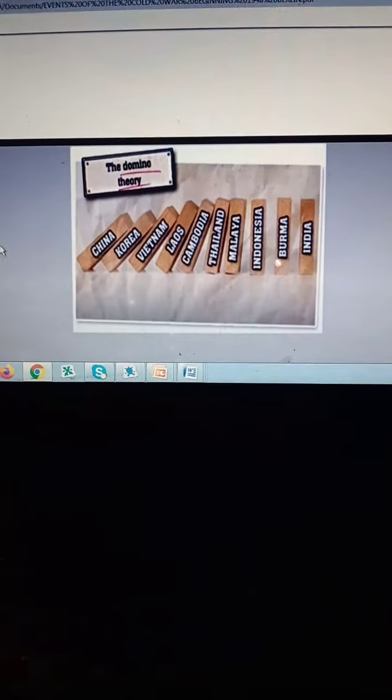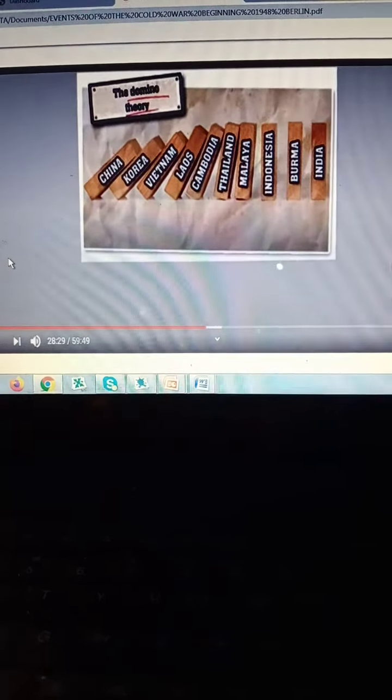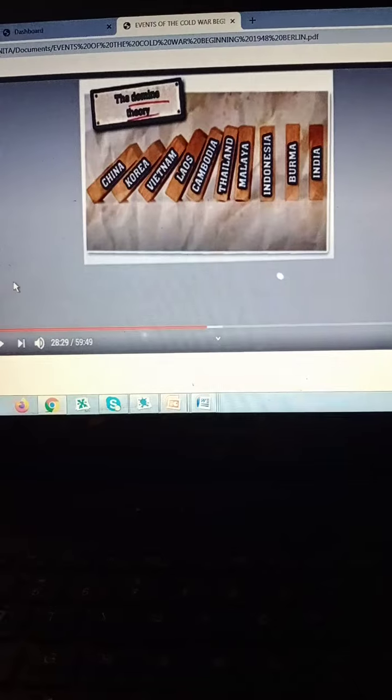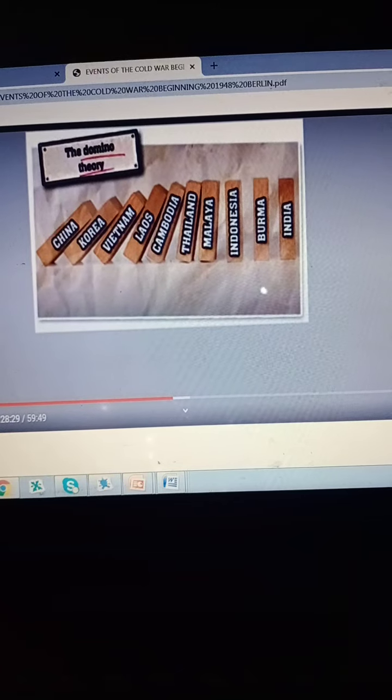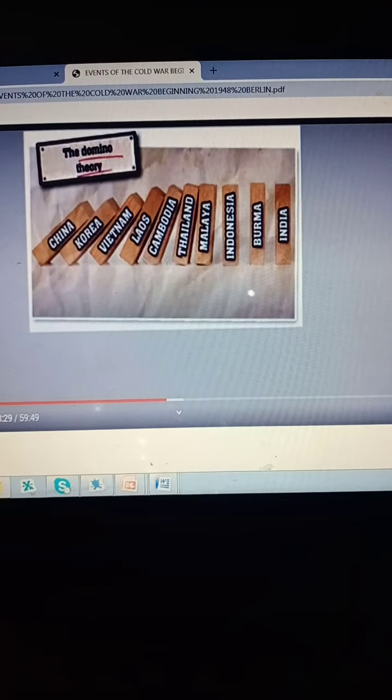Now the most important other philosophy or policy that came up was the domino theory. Anyhow, communism had to be stopped. Before the Korean War, we have this called the domino theory. What did policy makers think here? You can see several countries in Asia: China, Korea, Vietnam, Laos, Cambodia. If one country turns communist, then all the other countries will follow. And it did happen, because China turned communist, then Korea, then Vietnam, and Laos and Cambodia.